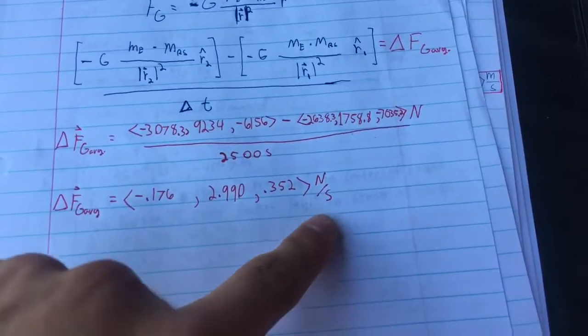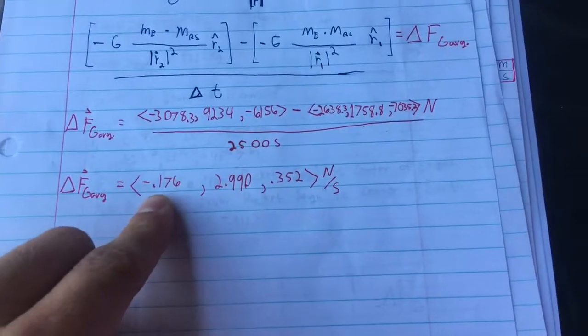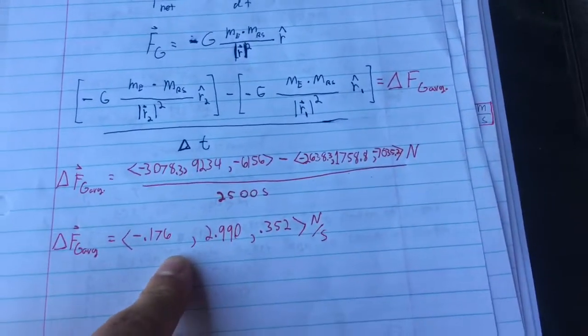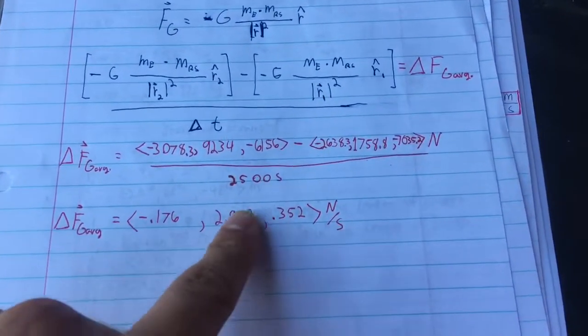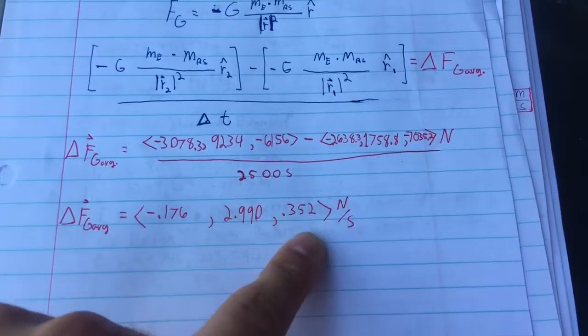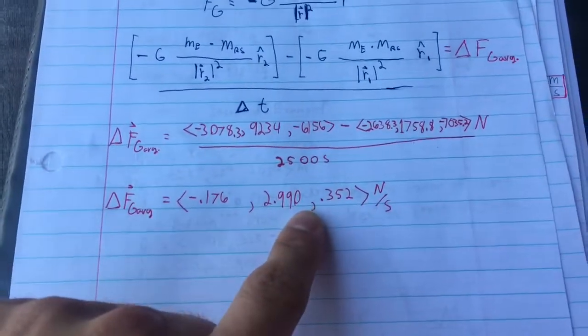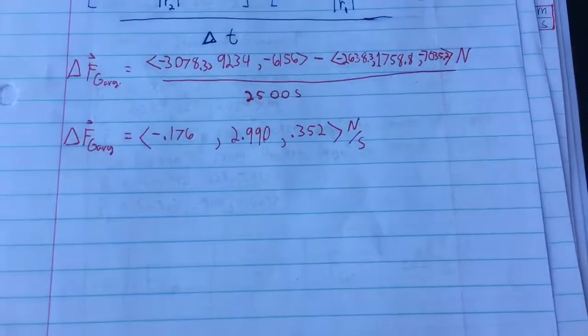Observing this vector, if we look at the change in gravitational force over this time period, we can see that over a long period of time, even a period of 2,500 seconds, this force of gravity can change pretty dramatically.